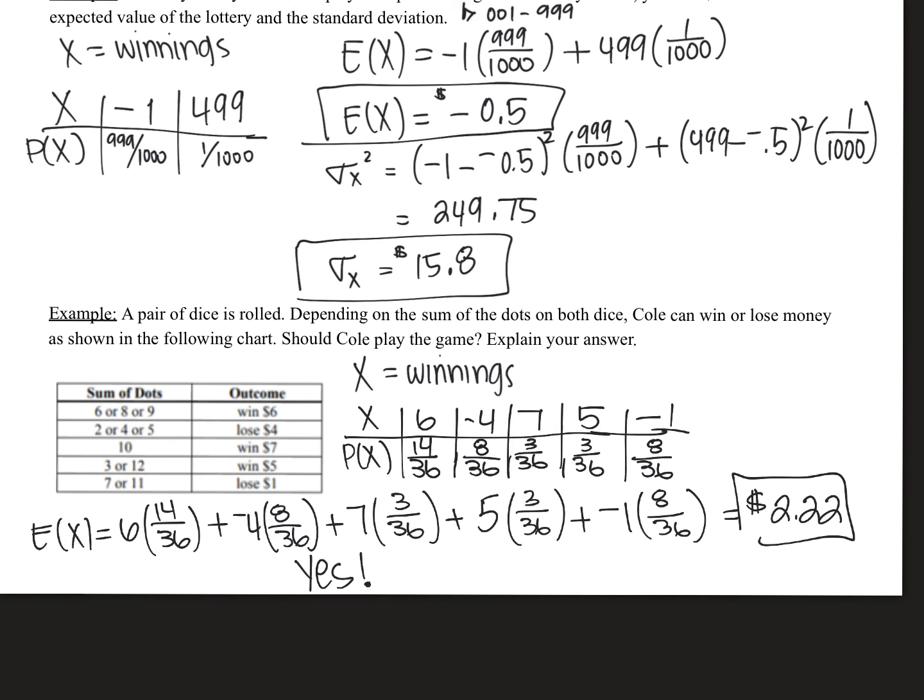So going back to what the question is asking us, should Cole play the game? Yes, because in the long run, he is expected to make $2.22. If my expected outcome had been negative, like our previous example, no, don't play the game because you'll be expected to lose money in the long run.